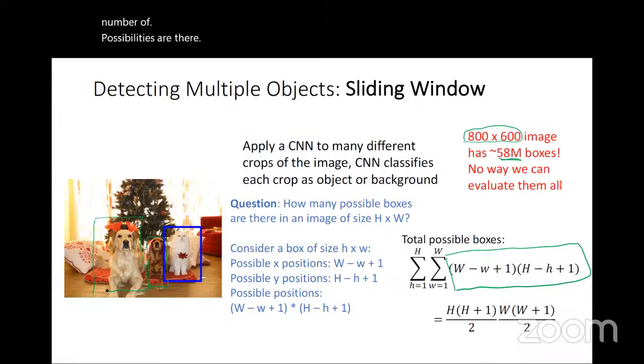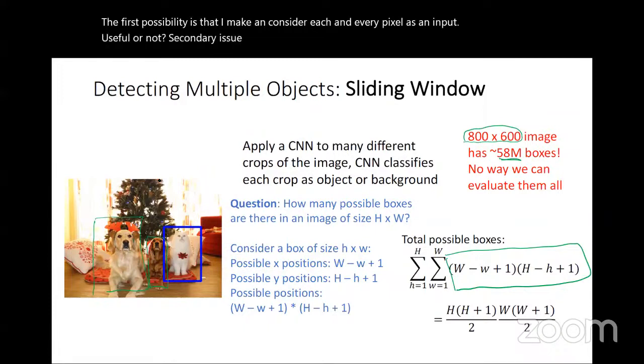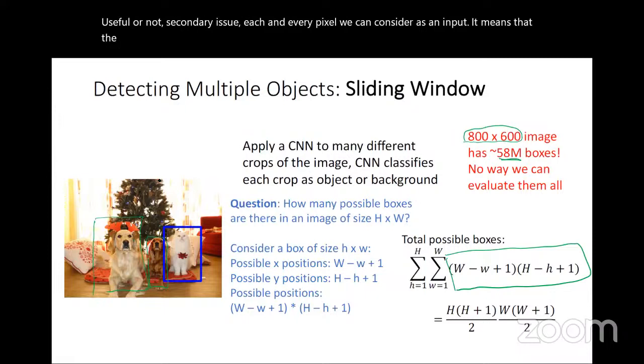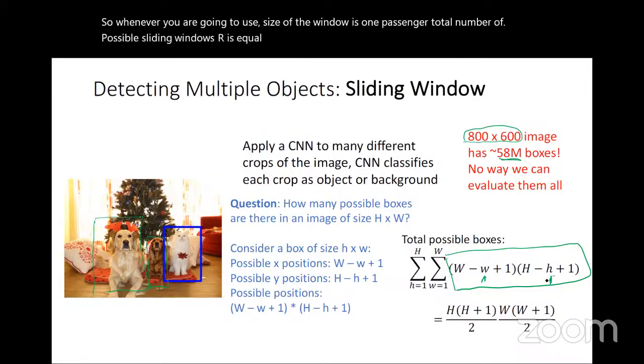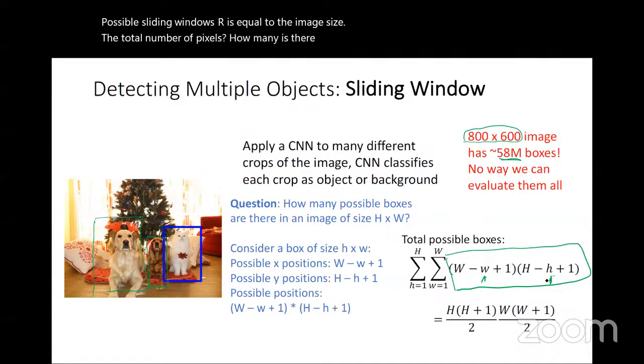The first possibility is that I may consider each and every pixel as an input, whether useful or not is a secondary issue. Each and every pixel we can consider as an input. It means the size of the window is 1 cross 1. So whenever the size of the window is 1 cross 1, the total number of possible sliding windows is equal to the image size. The total number of pixels, those many windows are possible.